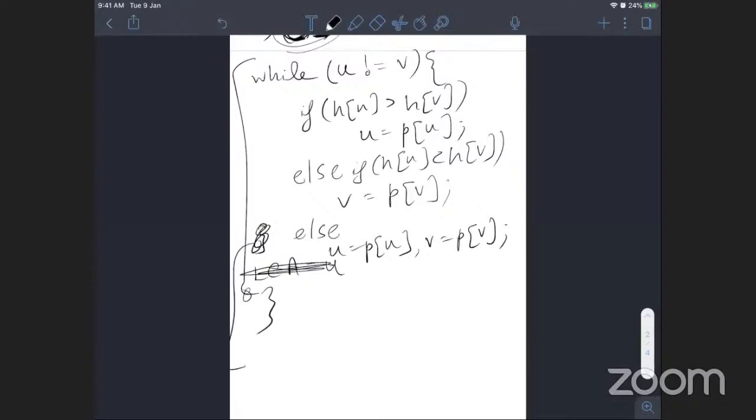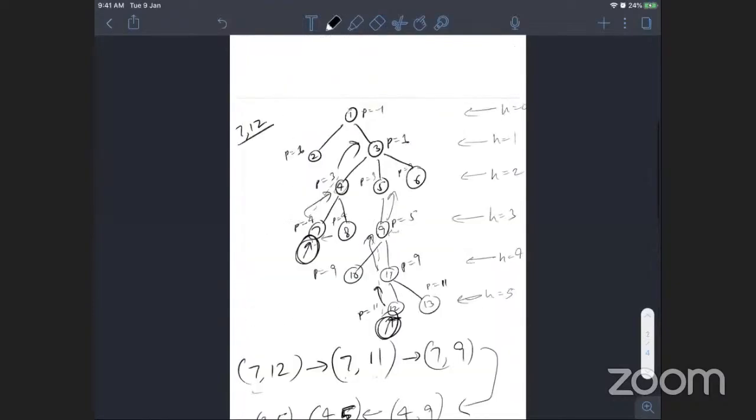This is also correct. It's just slightly more code, and might be a bit confusing, but it's correct that if both of them are at the same height in the tree, like here 7 and 9 are at the same height, but they are not the same value, so you can move both of them up. You know that both of them definitely need to move up to find the LCA. So basically the idea of picking the deeper guy and moving him up is that you're definitely sure that he needs to move up to be able to find the LCA.